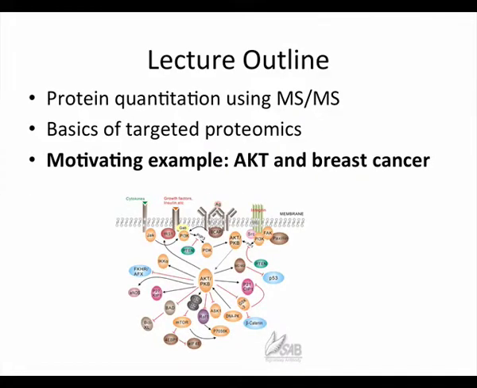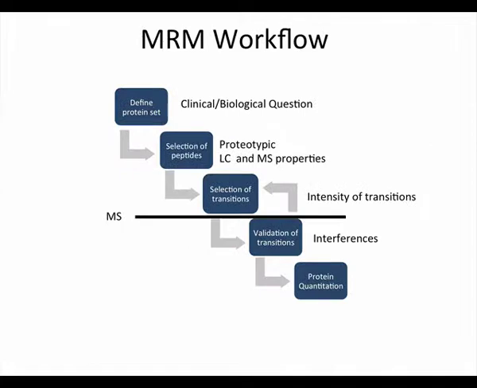So I'm just going to use a motivating example to go through how this process works. Just for simplification, I'm going to do AKT and breast cancer. We're not going to go through any of the details of this pathway, but as an example, we would maybe pick 10 of these and look at them in a whole subset of breast tumors and see how those vary across different tumors and how they differ from normal tissue, right? So let's say that's our question.